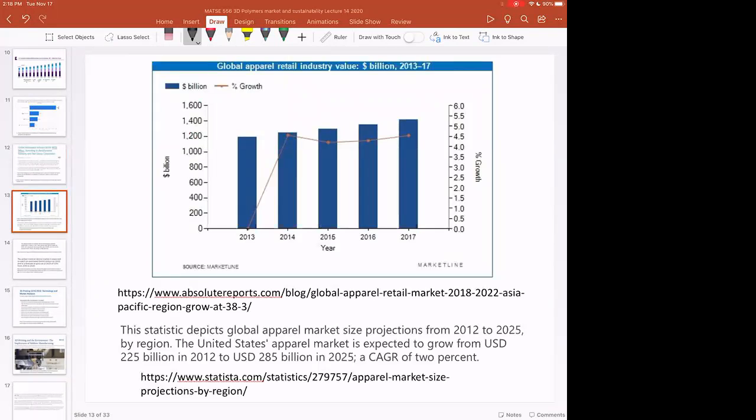And then finally, retail. So consumer goods, this is $1.5 billion a year, and you see the growth rate here is about middle single digit percents. But apparel may be an important area for additive manufacturing, and so right now we have AM of shoes and jewelry.